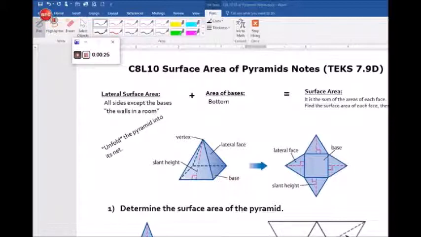Again, the lateral surface area is the area of the faces, or the lateral faces. It is definitely the triangles. So we want to make sure that we note they are all triangles.